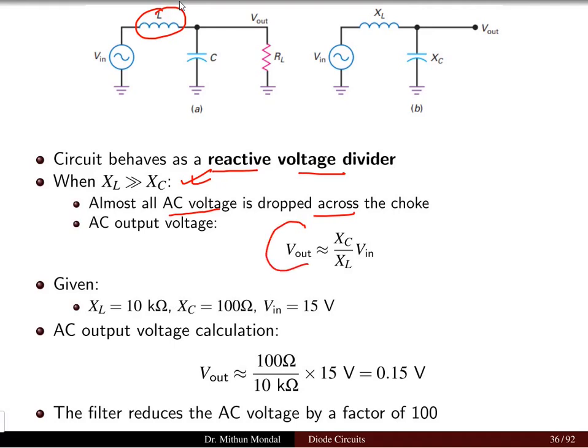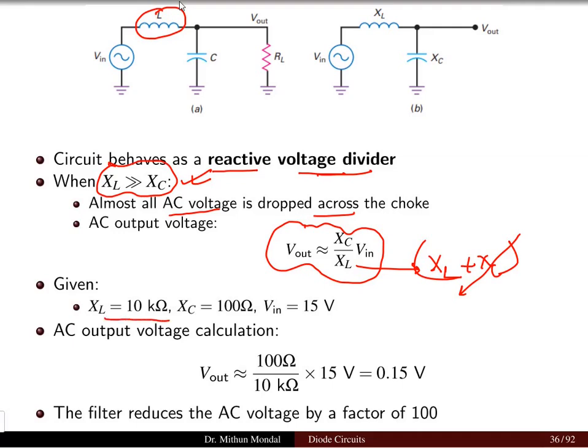Now we can write the output equation as a voltage divider circuit: XC by XL times Vin. In the denominator we would have XL plus XC, but since XL is very much greater than XC, we can neglect XC from the equation. For example, if the XL value is 10 kilo ohm and XC is 100 ohm, we can see that XL is very much greater than XC. With the input voltage being 15 volt, the output voltage is XC divided by XL times the input voltage, which gives 0.15 volt.